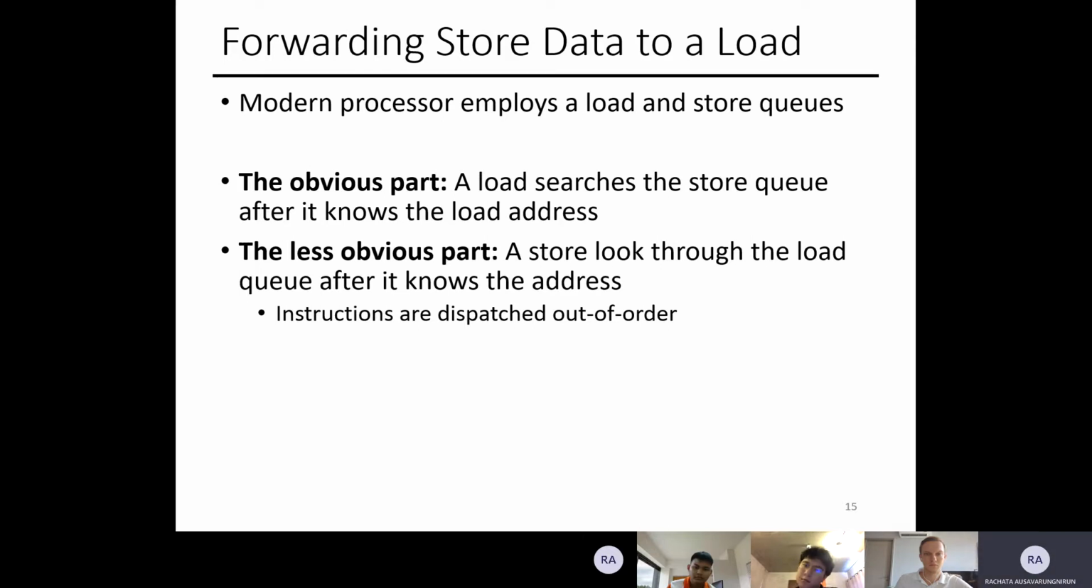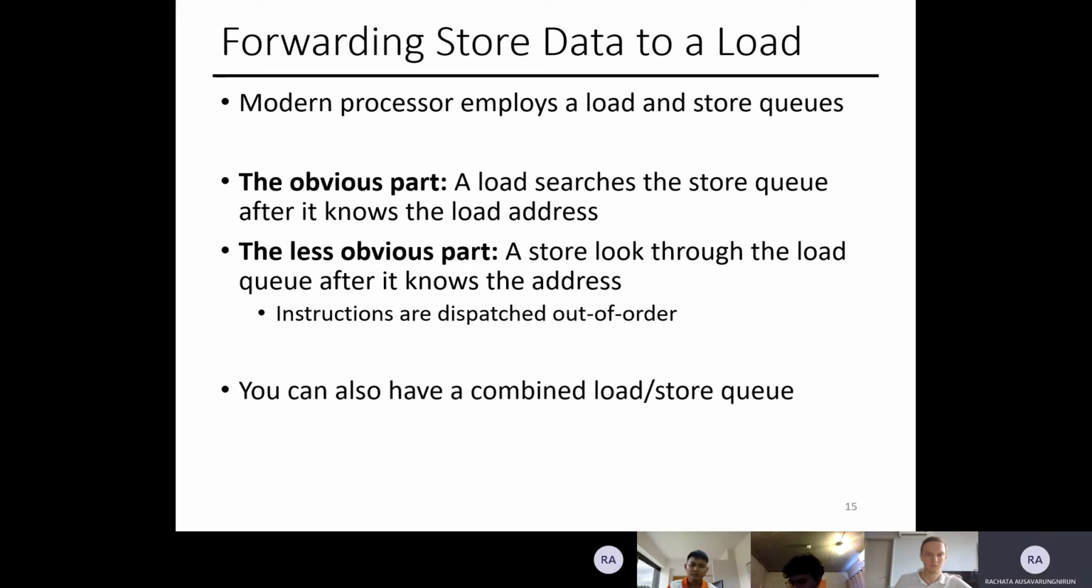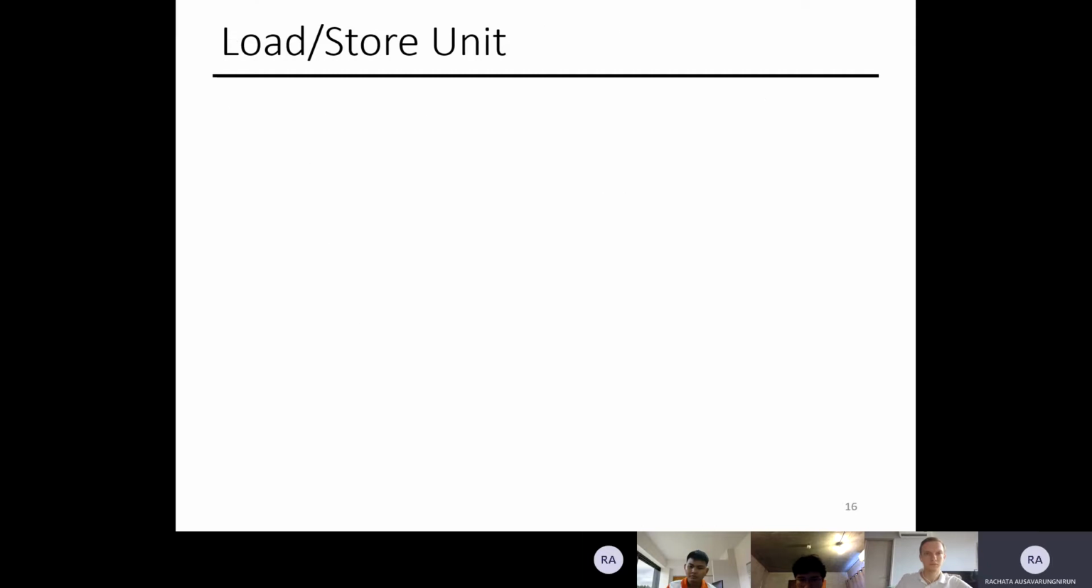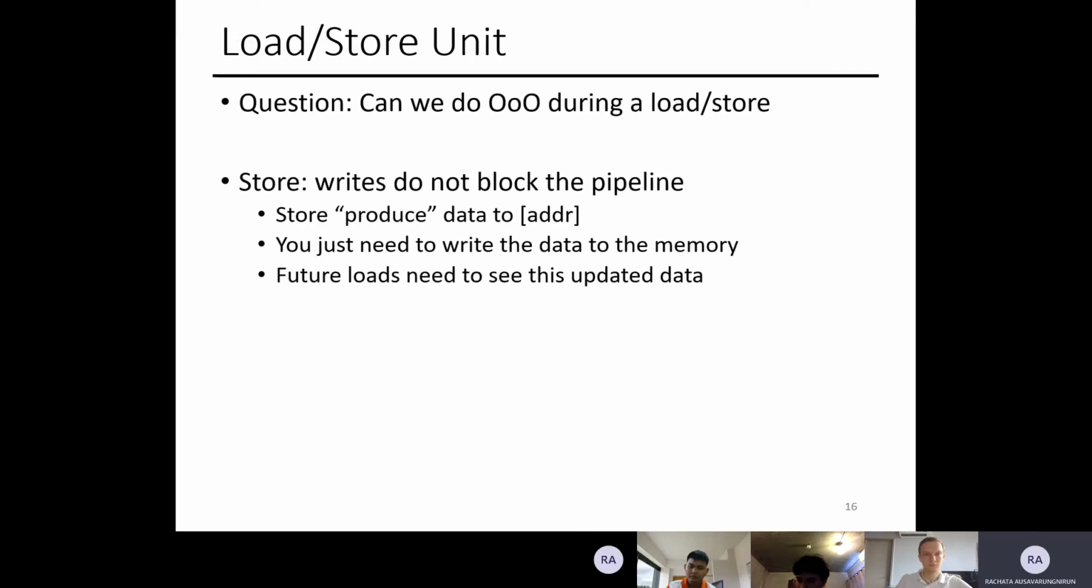There are multiple ways you can do this. The simplest one is maybe using a timestamp. When does this store get issued? The problem with a timestamp is how many bits are you going to use to represent it? The solution depends on how you want to optimize the design. Basically, there can be multiple solutions. You can even combine load and store into one queue. The load store unit basically answers this question: can we reorder loads and stores?